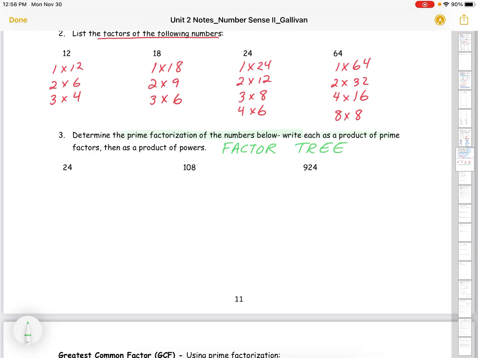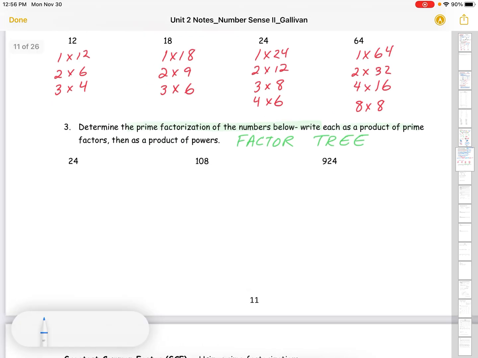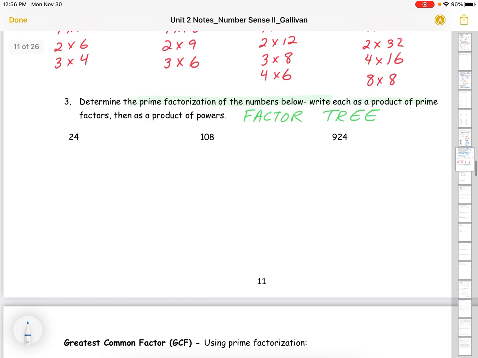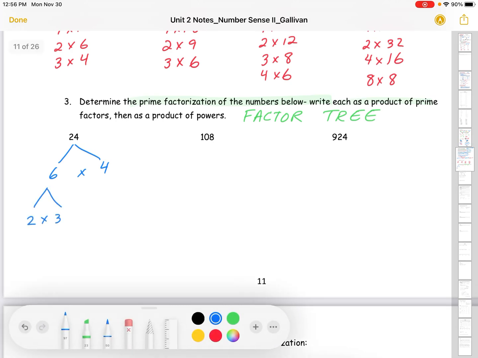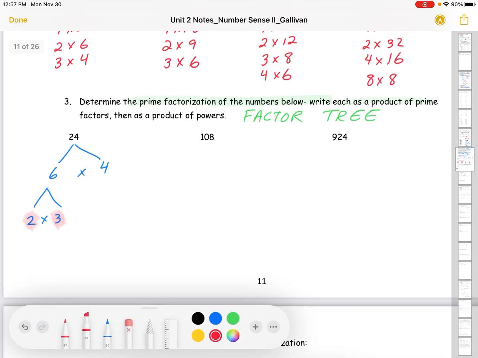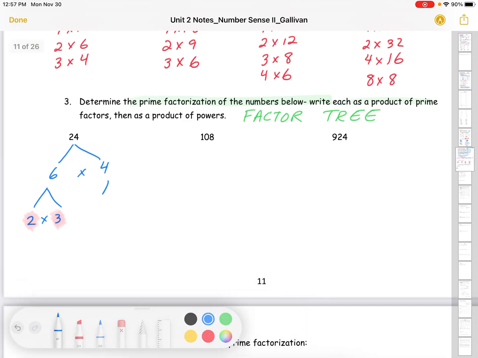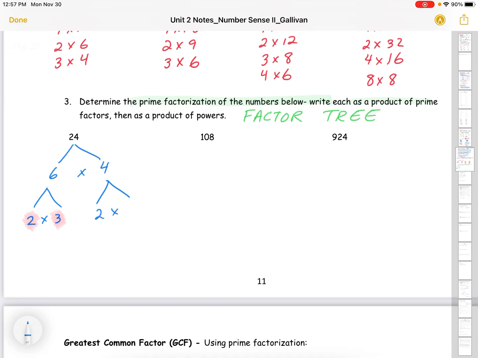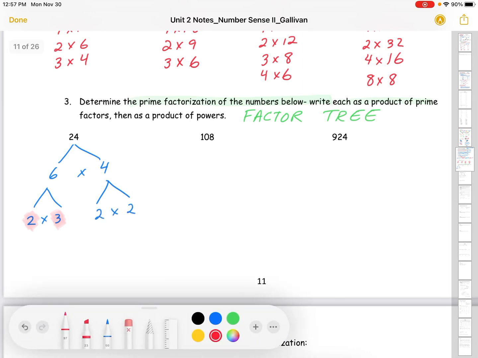Okay, so the way this works is you just start by thinking of 2 factors of 24. Okay, I'm going to start with 6 and 4, right? Then I'm looking at each of those and I want to factor it down till I get to prime numbers. Well, 6 can be 2 times 3, and 2 and 3 are both prime numbers. So that's prime and that's prime. So if they hit a prime number, we're done that tree. 4, however, is 2 times 2. So we weren't done there.